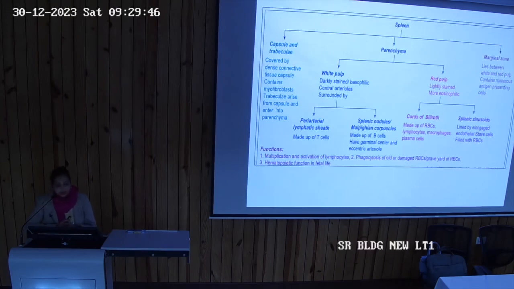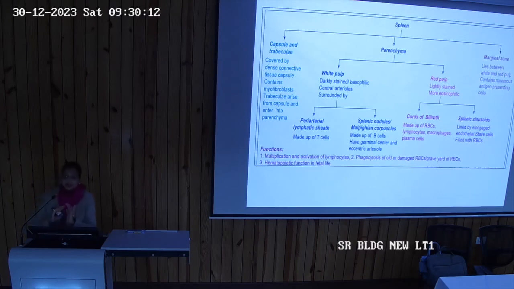Darkly stained, basophilic. One key feature here is the central arteriole. This trabecular artery will divide and form a central arteriole, which is surrounded by a layer of lymphoid tissue, the periarterial lymphatic sheath, which is made up of T cells. I will explain this to you in the diagram also. Then, it also consists of splenic nodules.